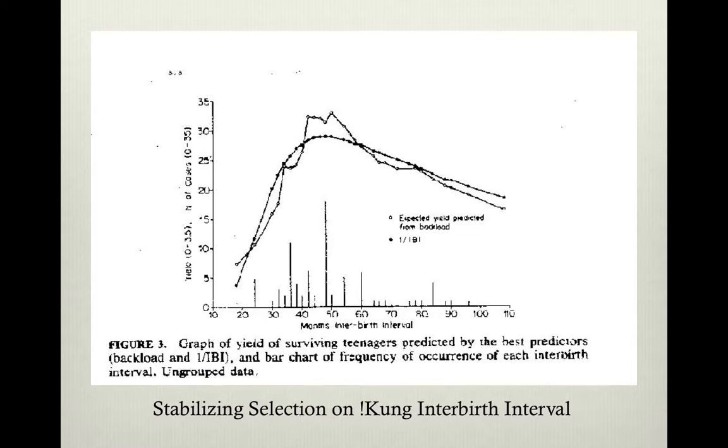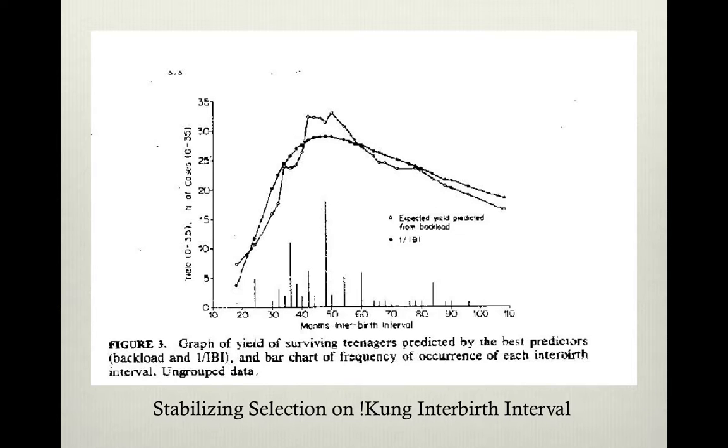So the Kung, on average, most hunter-gatherer populations have an interbirth interval that's between 2 and 3 years. That means that the second offspring is born about 2 or 3 years after the first. The Kung, by contrast, have an interbirth interval of 4 years, and sometimes even longer. And so why? Why do the Kung have such a long interbirth interval?